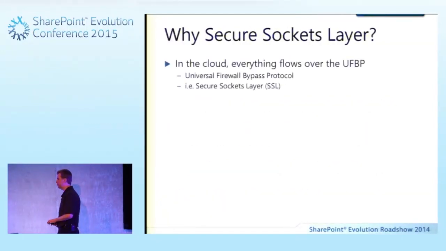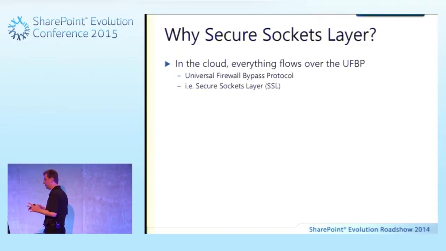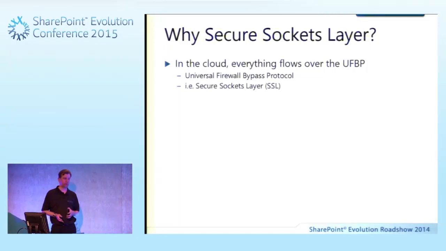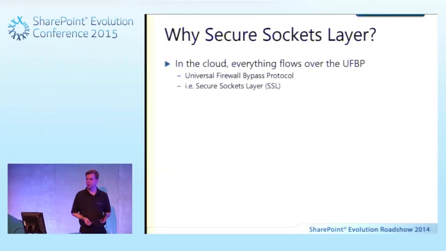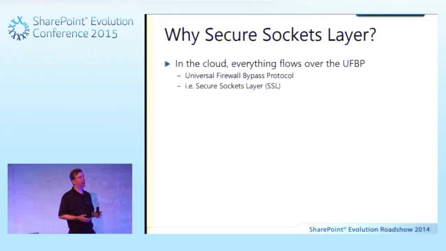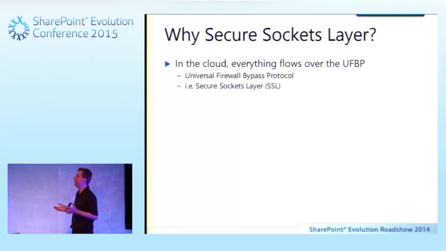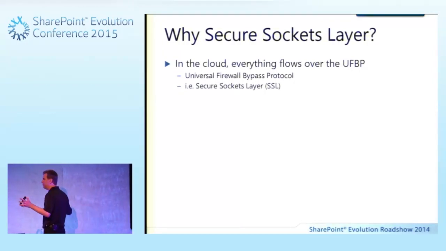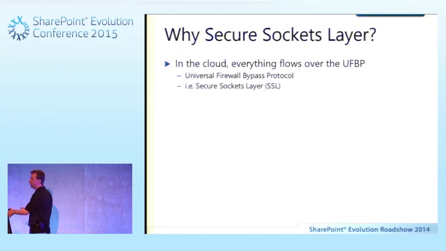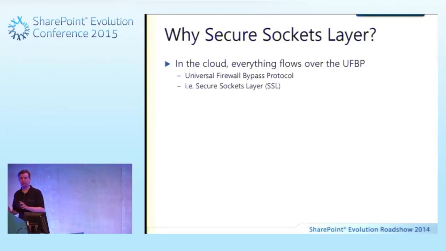So why is this important? Well, in the cloud, or on the internet, as I like to call it, everything flows over a thing called the Universal Firewall Bypass Protocol. Okay? Why is SSL so popular? Because it allows you to do that encrypted channel without having to get some dude to open up 15 ports on a firewall. Okay? Everything we do uses this.